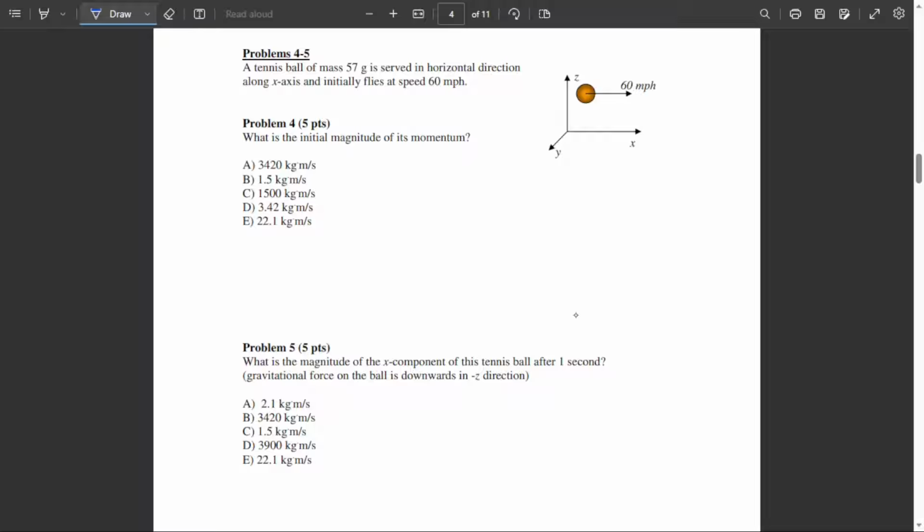So, in order to calculate momentum, it's equal to mass times velocity. And then since we only want the magnitude, we don't have to worry about the vector components of velocity and momentum. We can just take the direct speed, the magnitude of velocity, and multiply that by the mass in order to calculate the magnitude of the momentum. So, if we plug in our numbers, it's 57 grams. Don't forget to convert that to kilograms.